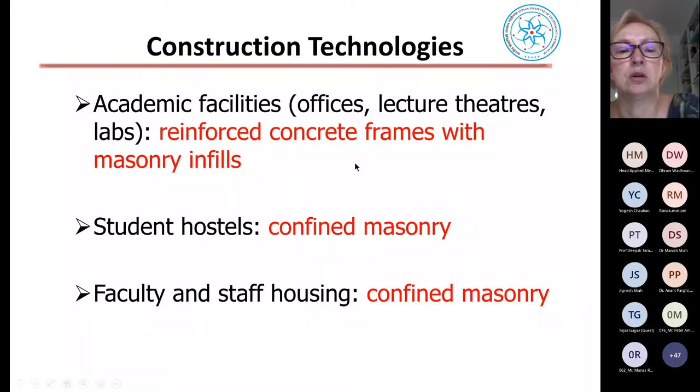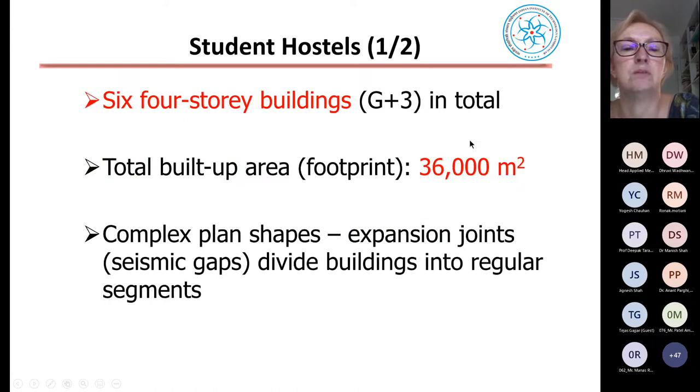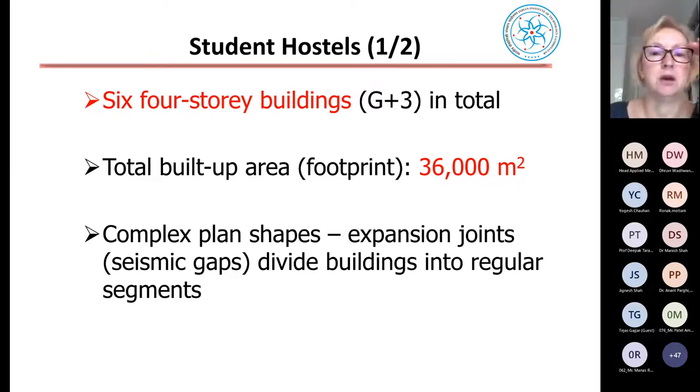And as I mentioned, faculty and staff housing and student hostels are in confined masonry. Student hostels, first of all, a little bit about student hostels. I have here only the first six hostels and the information about them, but similar construction was done later on for more hostels. For these six hostels, there's G+3. The total built-up area footprint is 36,000 square meters.